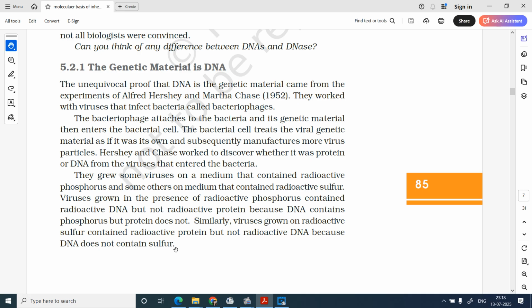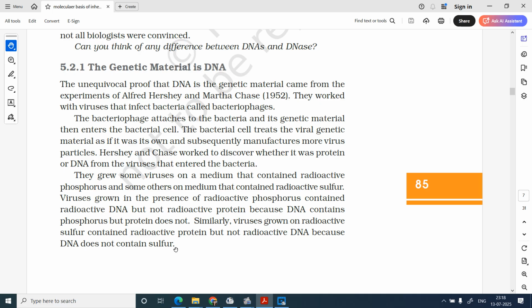5.2.1 The genetic material is DNA. The unequivocal proof that DNA is the genetic material came from the experiment of Alfred Hershey and Martha Chase in 1952. They worked with viruses that infect bacteria called bacteriophages. The bacteriophage attacks the bacteria and its genetic material then enters the bacterial cell. The bacterial cell treats the viral genetic material as if it was its own and subsequently manufactures more virus particles.